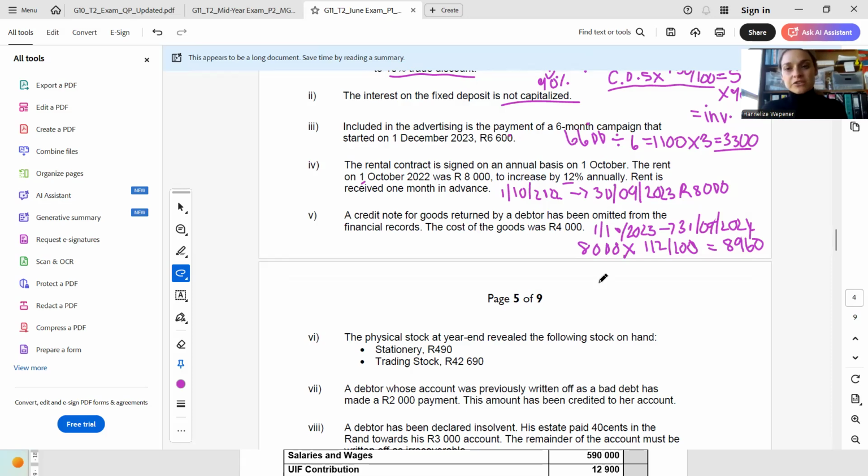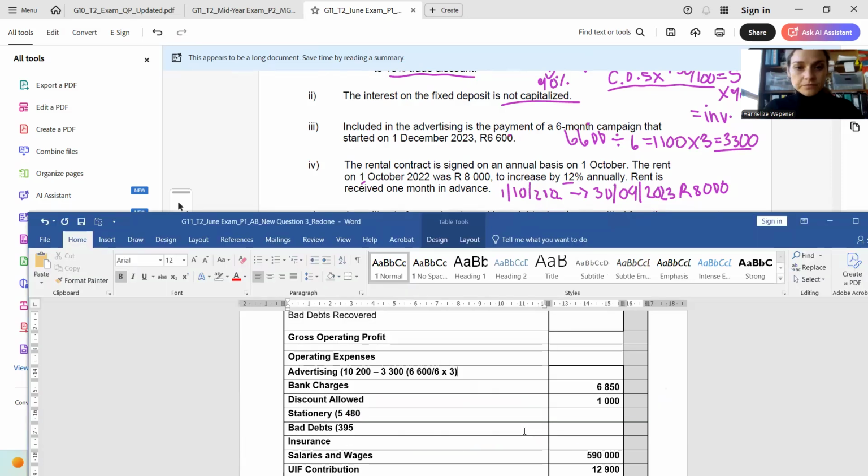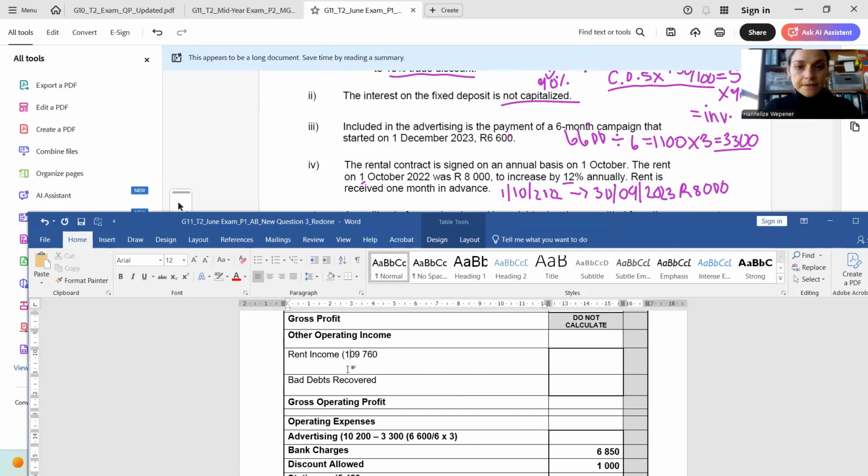So now you need to ask yourself, in my financial year, how long did I have the 8,000 Rand that I was supposed to receive? And then how many months did I receive the 8,960? Your financial year started on the 1st of March 2023. So March, April, May, June, July, August, September. That's where you stop, because then on the 1st of October, the increase kicked in. So for 7 months, you go to rent income.